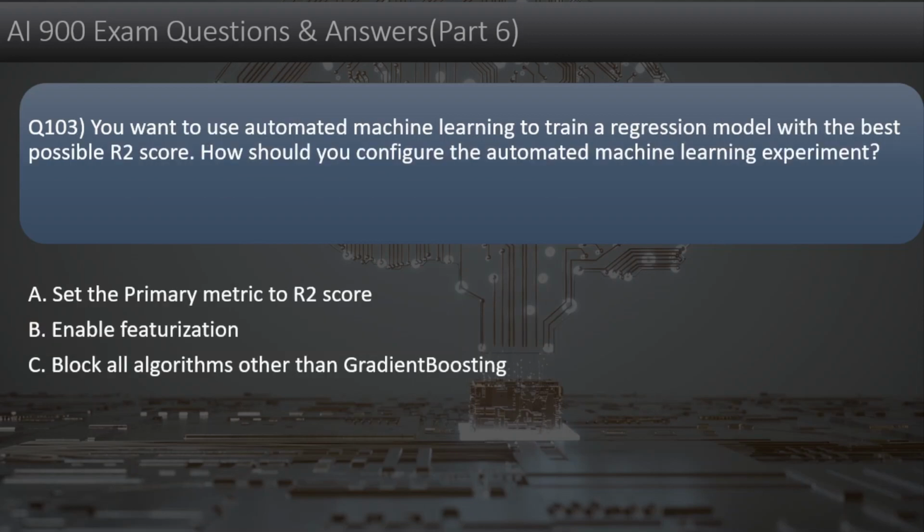You want to use automated machine learning to train a regression model with the best possible R2 score. How should you configure the automated machine learning experiment? Option A, set the primary metric to R2 score. B, enable featurization. C, block all algorithms other than gradient boosting. The correct answer is option A, set the primary metric to R2 score.